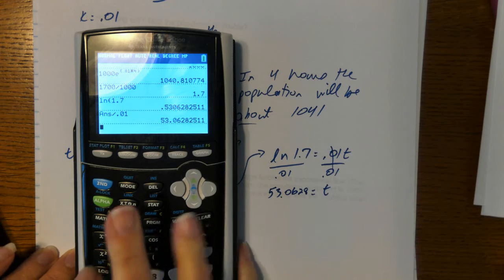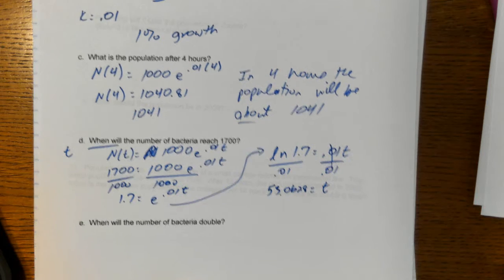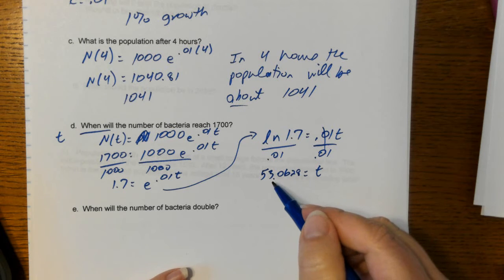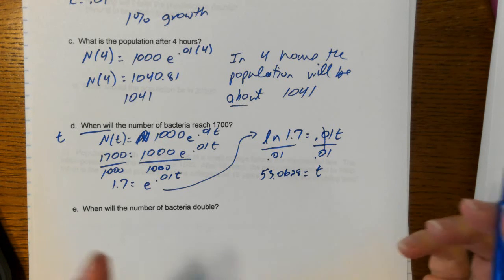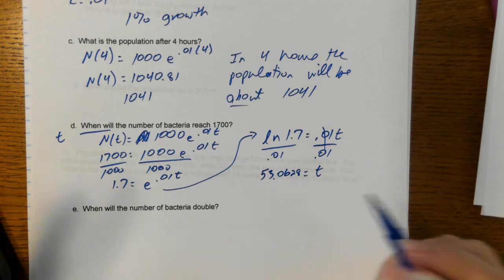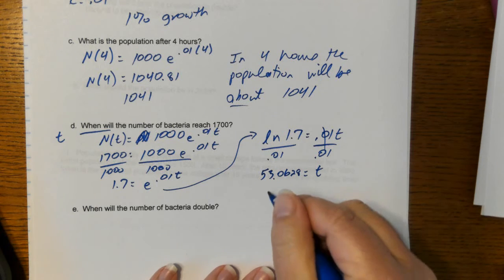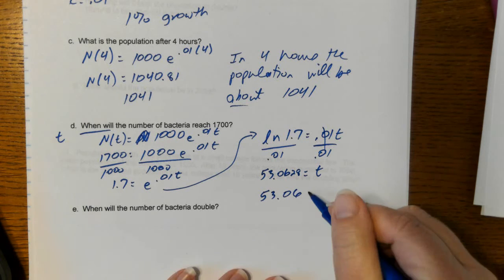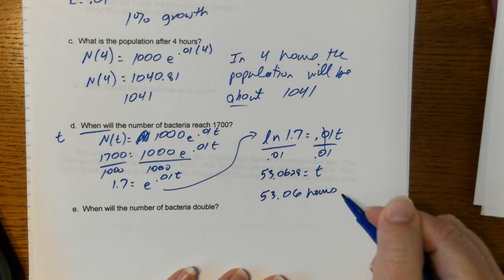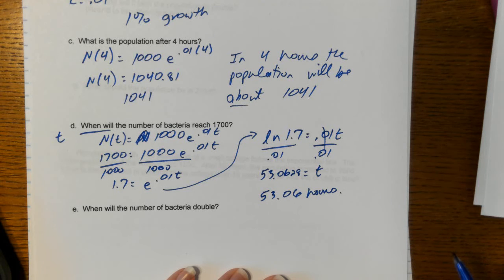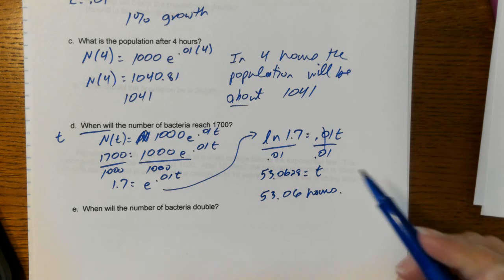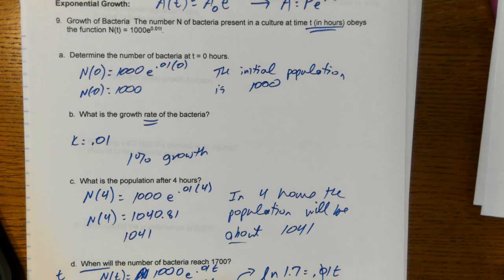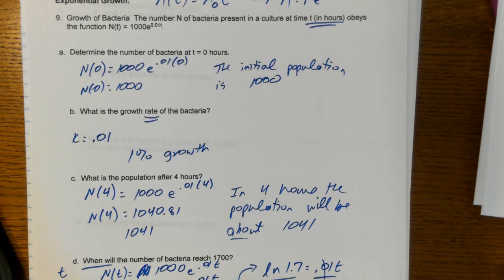53.0628 and so on. They will tell you in the prompt what to round to, if they want you to round to the nearest whole number or the nearest tenth of an hour or whatever. So let's just say hundredths, just for practice with 2 decimals. So 53.06, and it's in hours because they told us in the prompt that they were using hours for time. So it would take about 53 hours for the population to go from 1,000 bacteria to 1,700 bacteria.